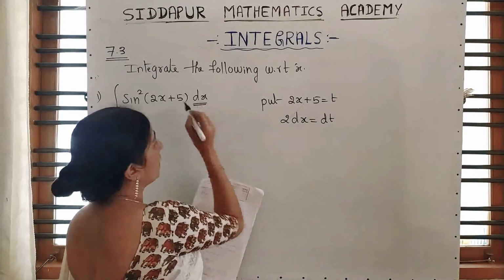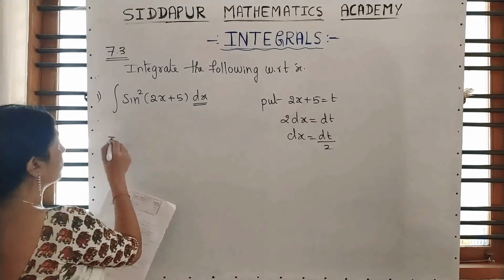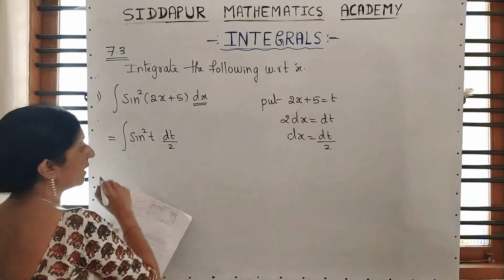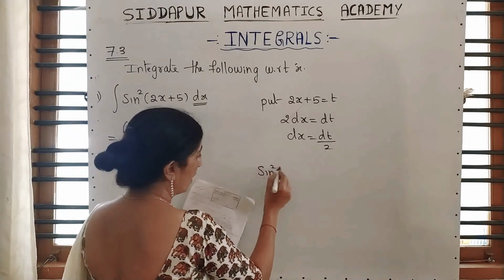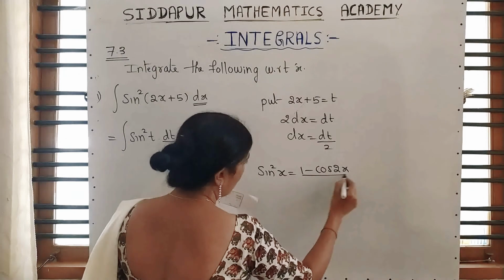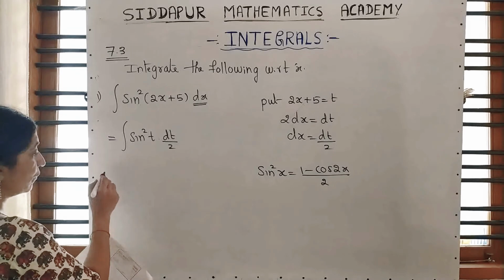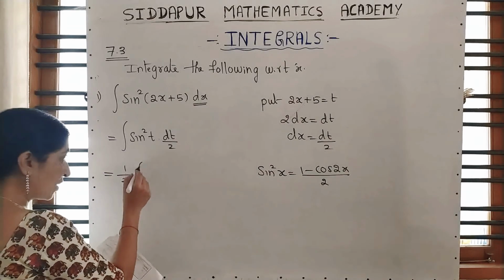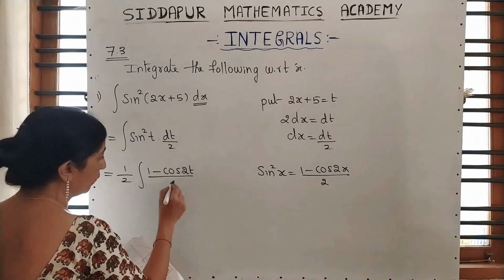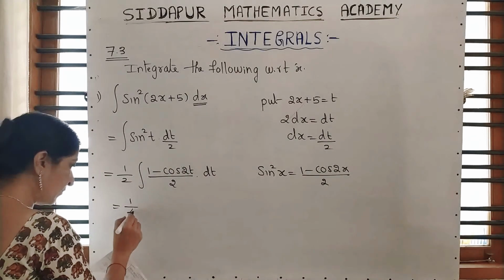But we require only dx. dx is dt by 2. So this is sin square t into dt by 2. And in one of the last classes I told you sin square x will be (1 minus cos 2x) divided by 2, multiples and submultiples, because we don't know the integration of sin square t. So 1 by 2 outside, it is (1 minus cos 2t) upon 2 into dt. This 2 also I took outside, it becomes 1 by 4.